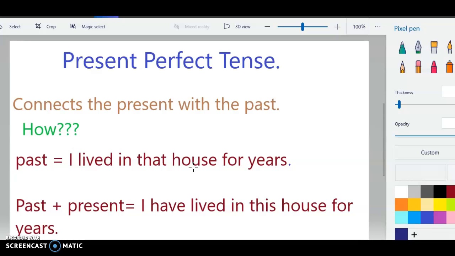Now let's take a look at an example with the present perfect tense. Again, it's connecting the past with the present. It's connecting the both of them together. So let's take a look at this example. I have lived in this house for years. What is that saying? It's saying that I have lived in this house for years. I've lived here many years ago, maybe 5 years ago, and I'm still living here today in this present moment. So it's connecting something that happened in the past with the present.